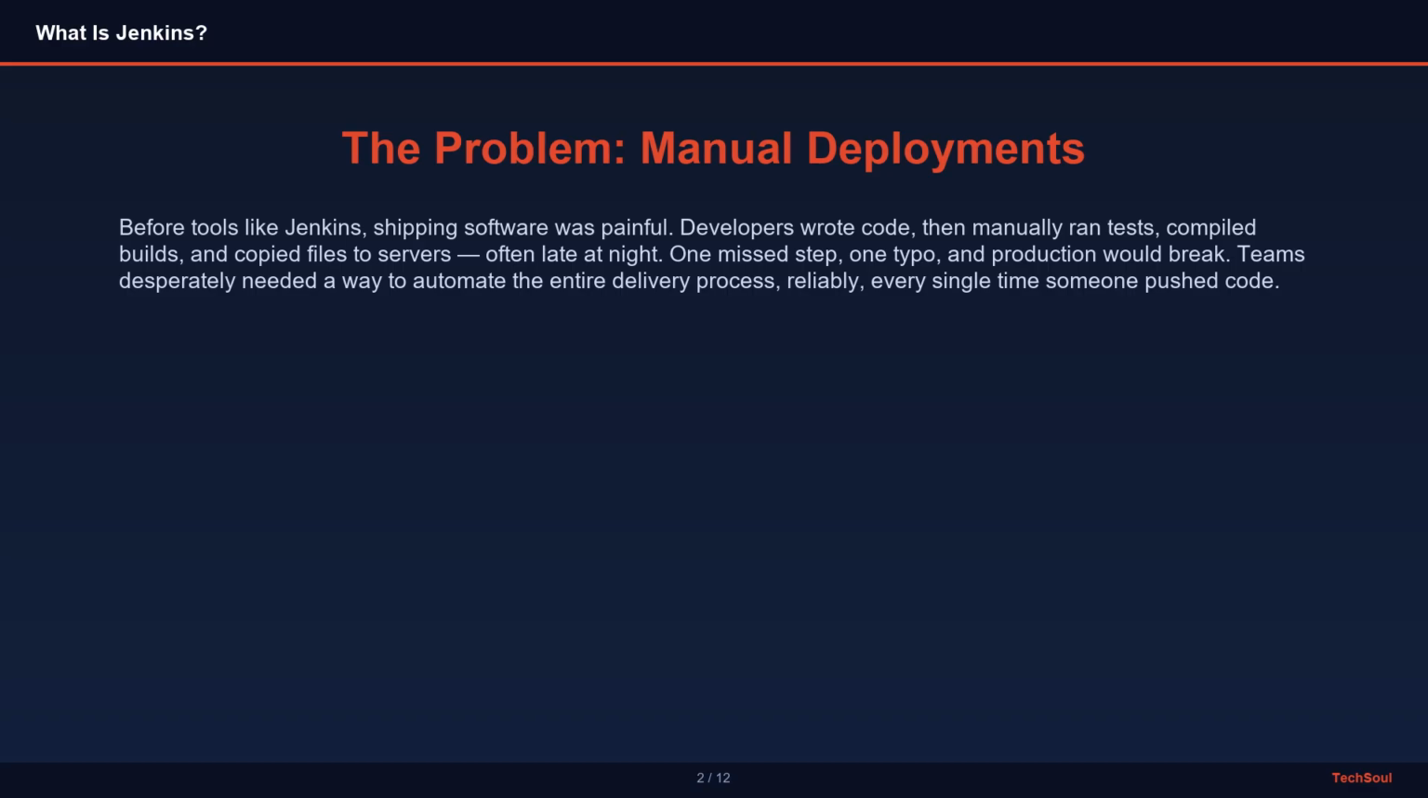Before tools like Jenkins, shipping software was painful. Developers wrote code, then manually ran tests, compiled builds, and copied files to servers, often late at night. One missed step, one typo, and production would break. Teams desperately needed a way to automate the entire delivery process, reliably, every single time someone pushed code.